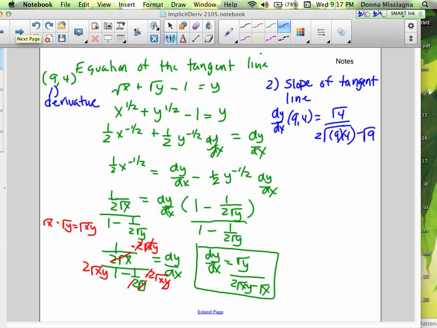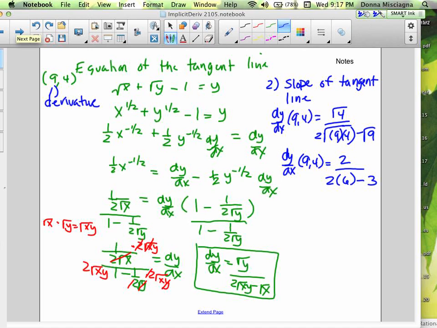By the way, this is a point on this curve. I didn't choose just any point for dy/dx. I chose a very nice point. Square root of 4 is 2, and then we have 2 times the square root of 36. The square root of 36 is 6. I think you're okay if I do that, right? Minus the square root of 9, so that's minus 3.